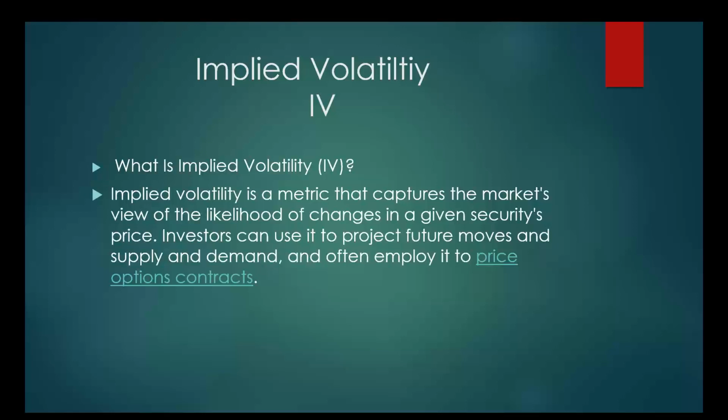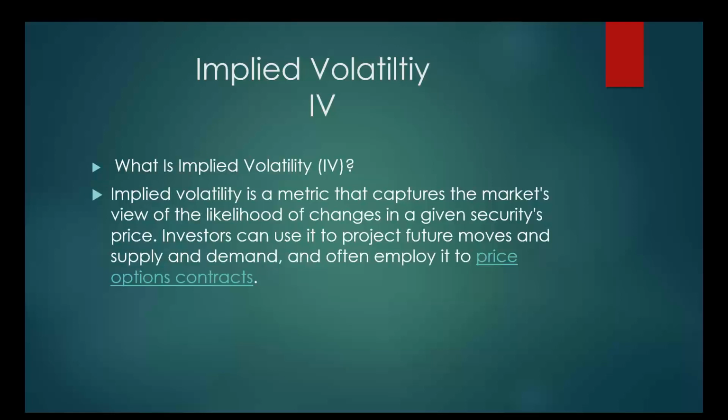What is implied volatility? By definition, and I believe I got this from Investopedia.com, implied volatility is a metric that captures the market's view of the likelihood of changes in a given security's price. Investors can use it to project future moves in supply and demand, and often employ it to price options contracts. Well, I don't know, that's not the greatest definition. Let me rephrase it.